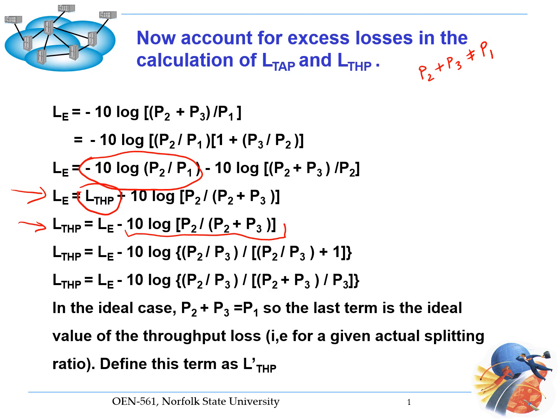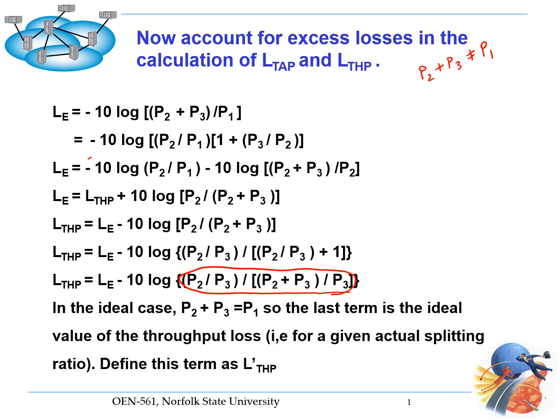We can take P2 over P3 outside the square brackets to have P2 over P3 plus 1 left inside the brackets. And the last step, this last term under the logarithm, we can rewrite as P2 plus P3 divided by P3. Okay, now looking at this expression, let me remove the rest and focus on this expression.